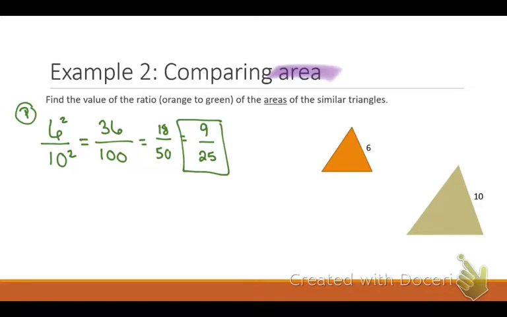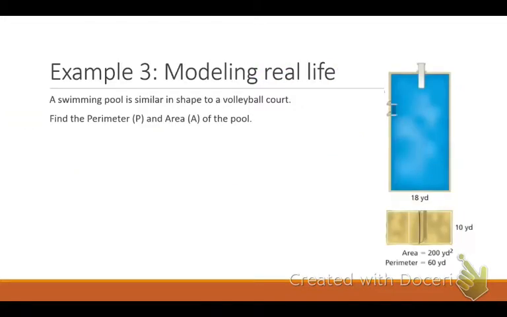In example 3, I'm going to pull together examples 1 and 2. So it's kind of a mix or a blend of what we did in 1 and 2. Now I'm going to look at this scenario.